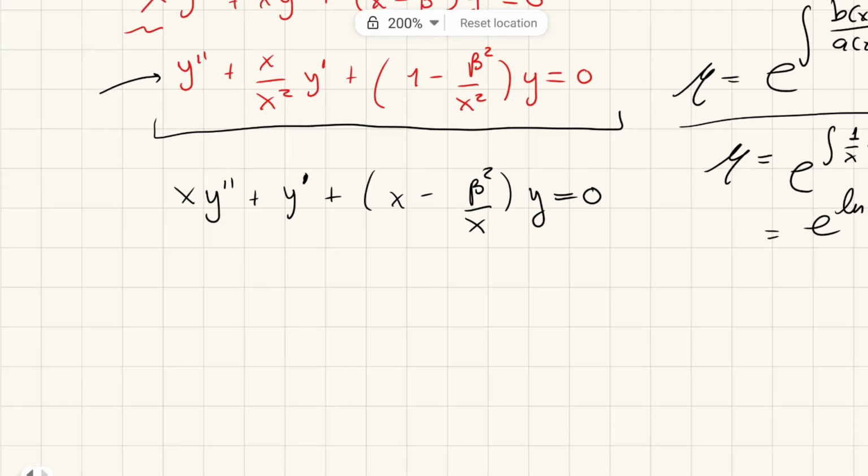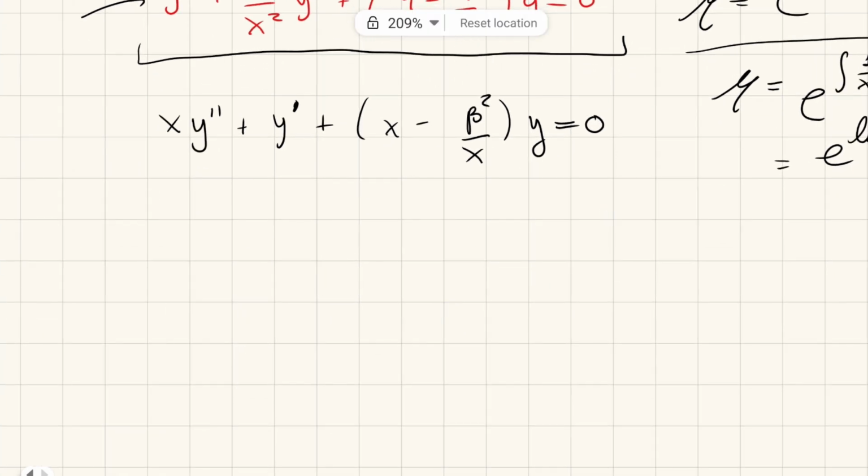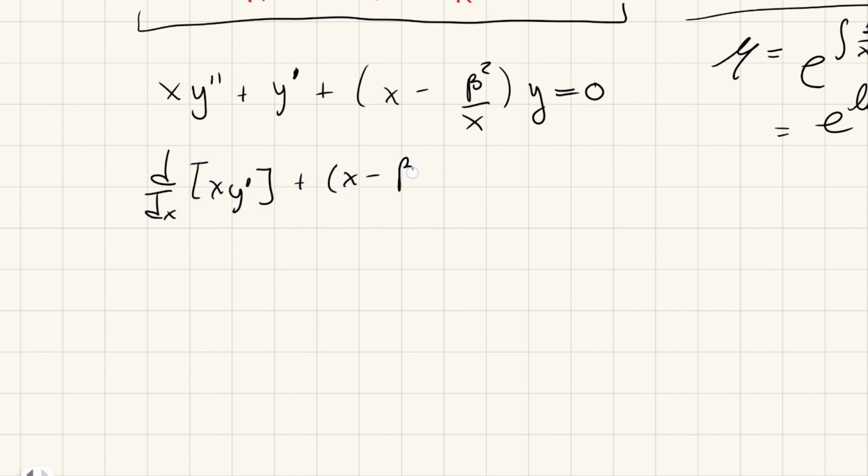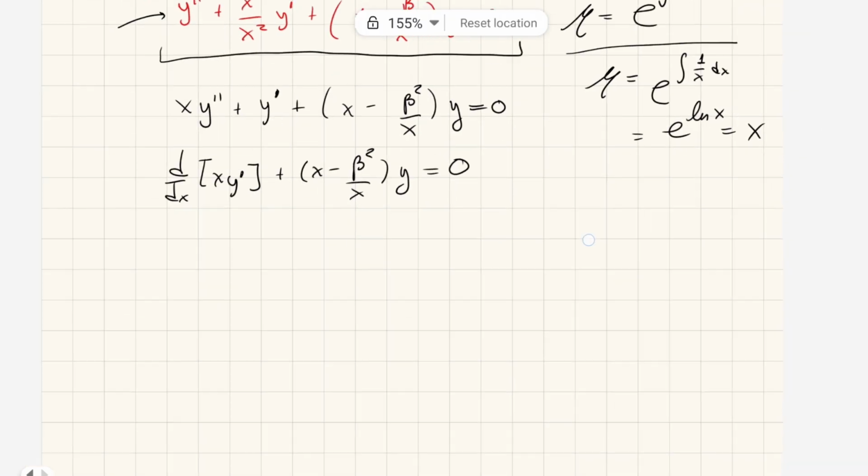This equation can be transformed very easily to a self-adjoint form as the derivative with respect to x of x y prime plus (x minus beta squared divided by x) y equals 0. So this is the self-adjoint form for the Bessel equation.